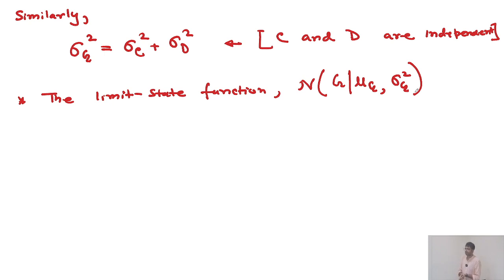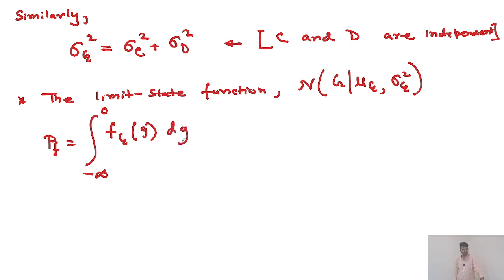Now, if I want to find out probability of failure, how will I do that? What is the probability of failure? G less than or equal to 0, or less than 0, right? And how do I find it out? So, probability of failure is the integration from minus infinity to 0 of f G of g dg, right? From the fundamental first principle definition. Now, f G of g is Gaussian. So then what is this? This is the CDF of that Gaussian, right?